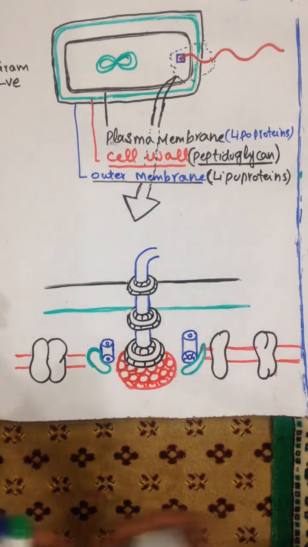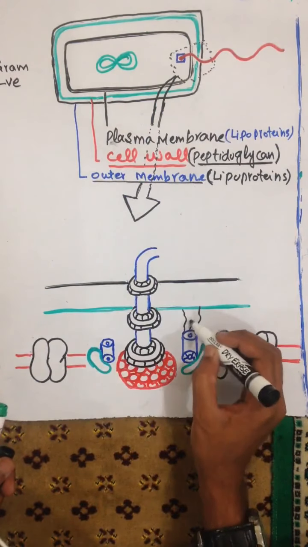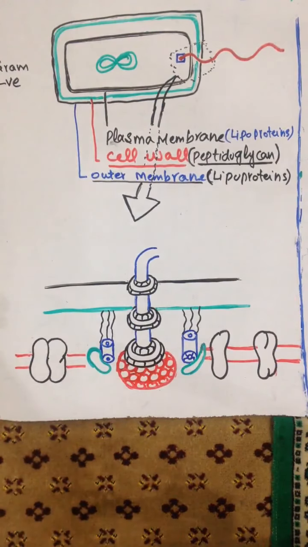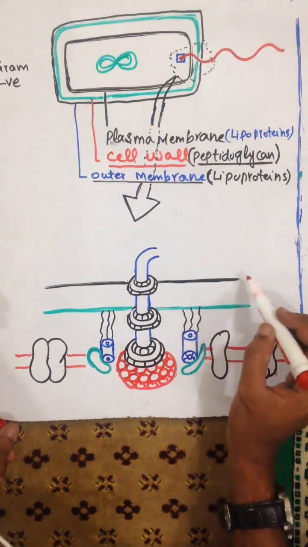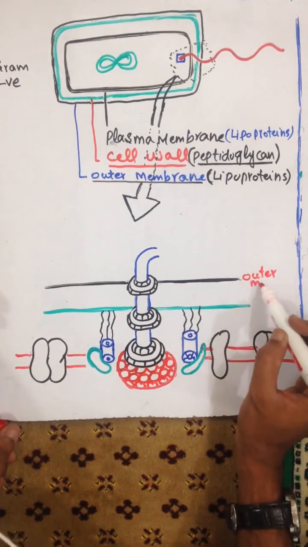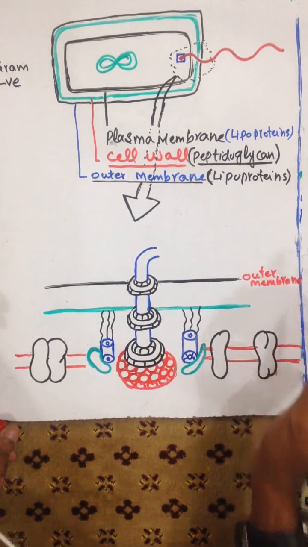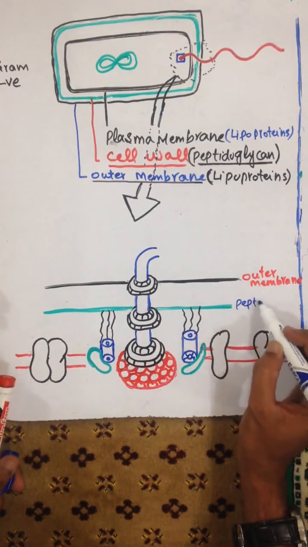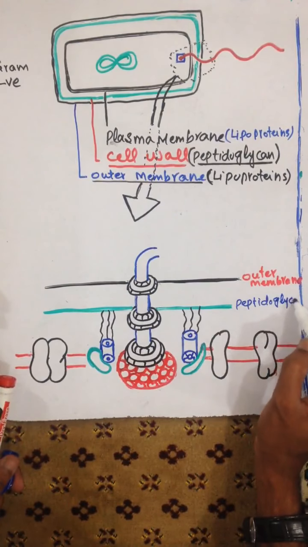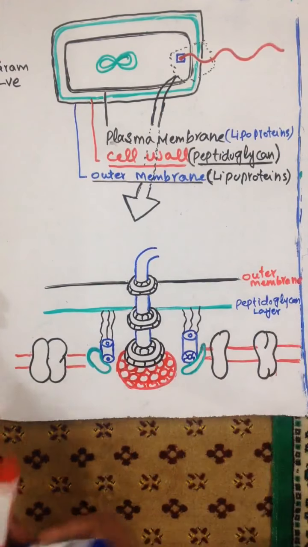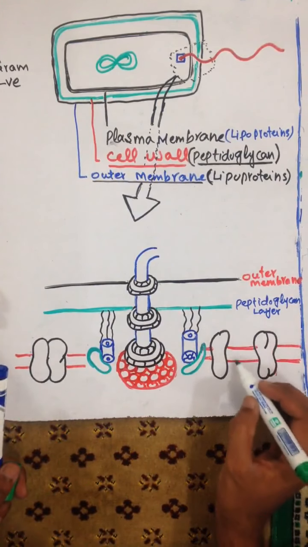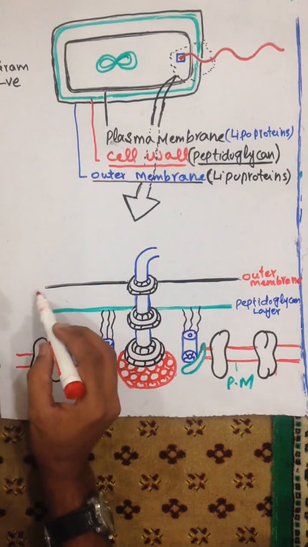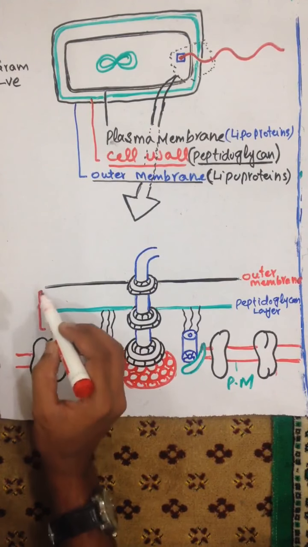Now listen carefully. This is called the outermost layer, or this is the outer membrane, and this is the peptidoglycan layer, and this is the plasma membrane, and the space from here to here is called the periplasmic space.